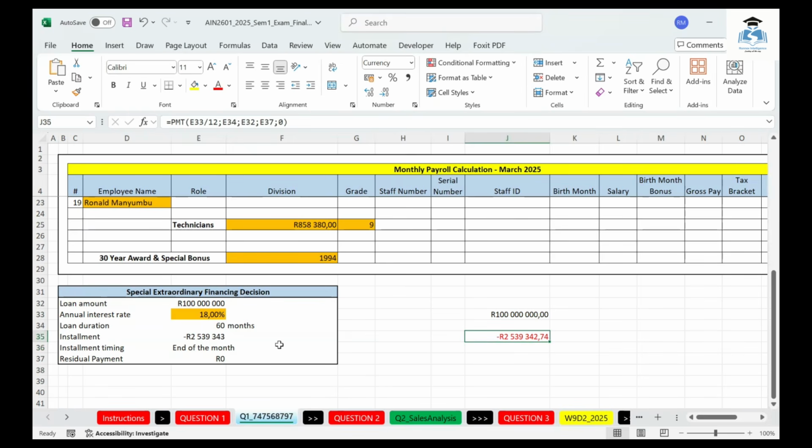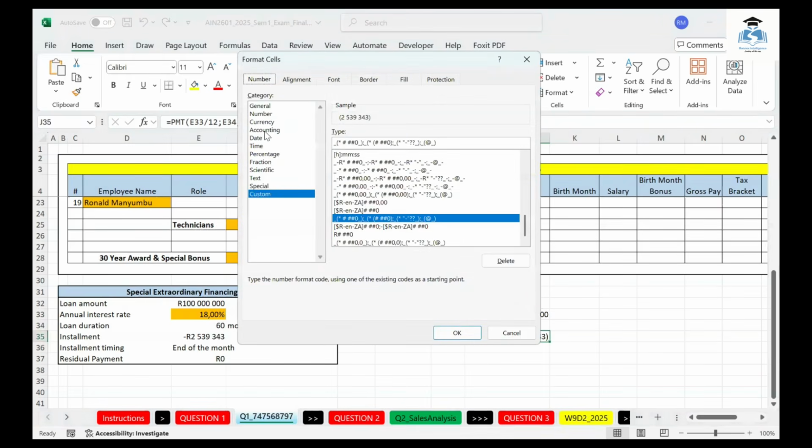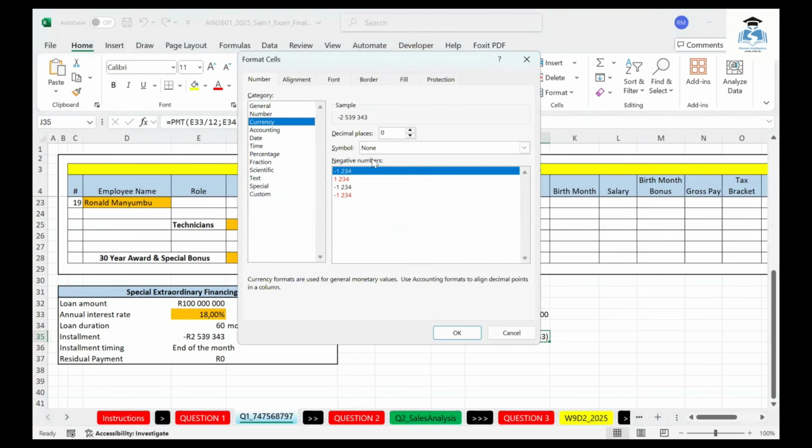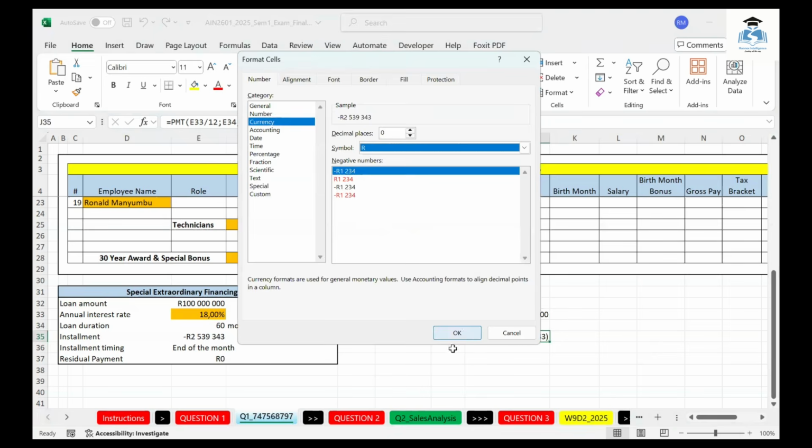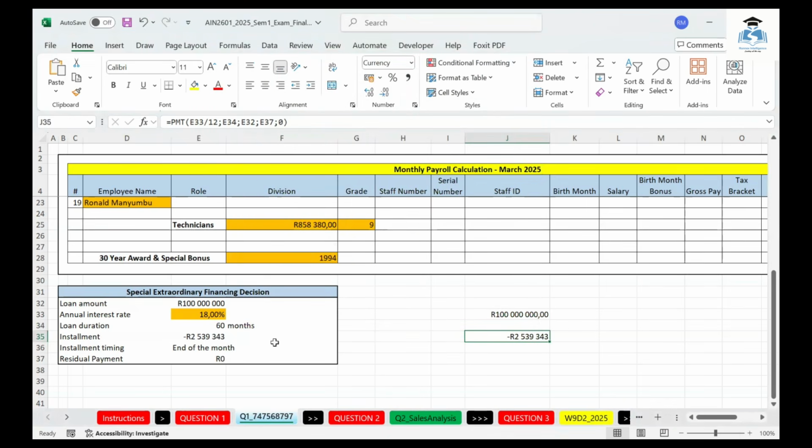So this one was rounded. So you click on this comma, then you get it. Remember the bracket, it indicates what, but I can change it to currency. Then okay. Then it gives us this.